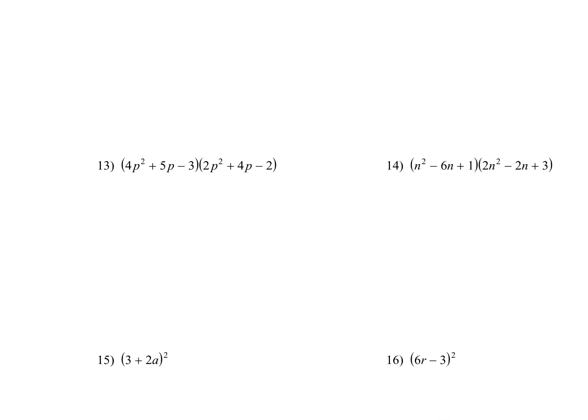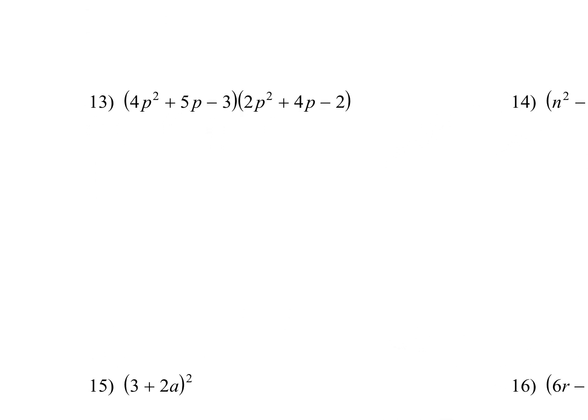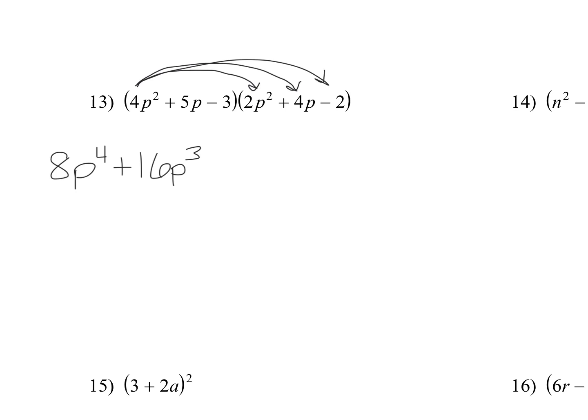Move down to 13. How does this one change? You have 3 of them now, so you got to do that one extra step. So take 4p squared, multiply it by 2p squared. What do we get? 8p to the 4th. And then 4p squared times 4p, 16p to the 3rd. And then we have 4p times negative 2. Yes. Okay. So right there, all I did was the first term. Now I have to do the same thing to 5p and negative 3.